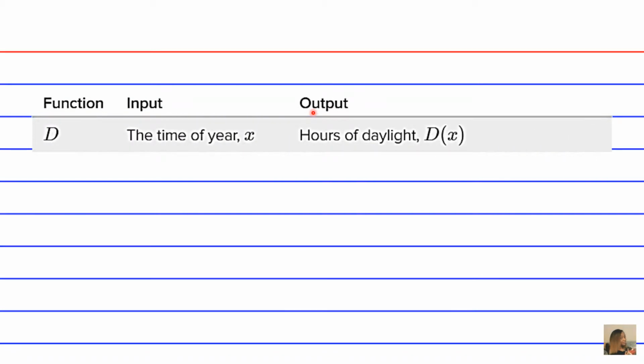The first function he modeled was D. The input is the time of year, represented as X, and the output is the hours of daylight. So the function D is a function of X. Hours of daylight is a function of the time of year.